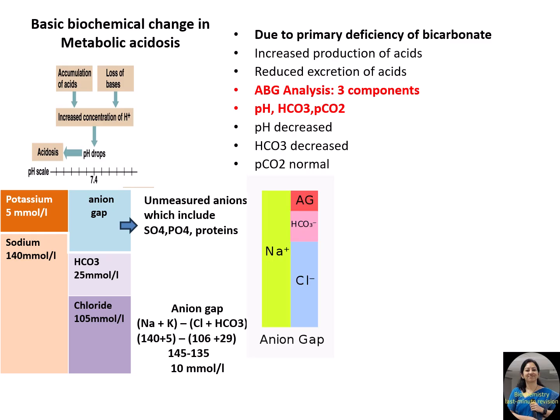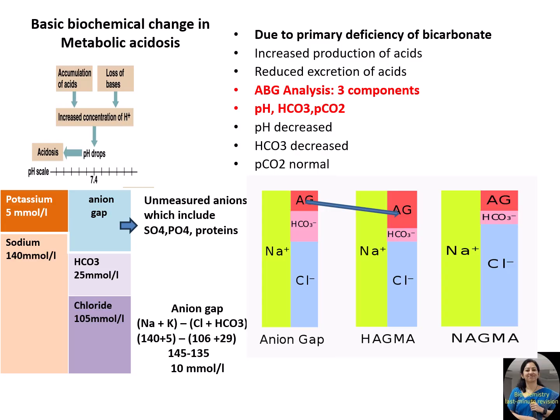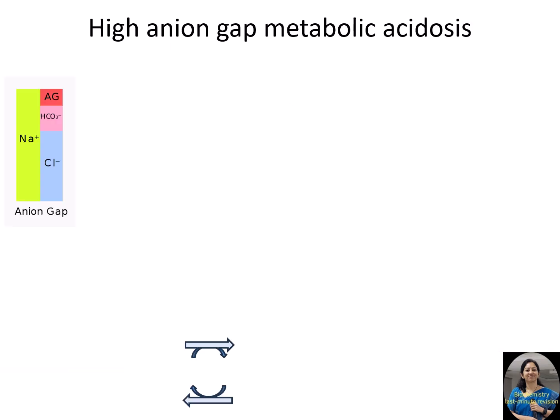Now, this anion gap can be increased or it can be normal in metabolic acidosis. When the anion gap is increased, it is known as high anion gap metabolic acidosis. In some situations, the anion gap is normal, but the concentration of bicarbonate is very much reduced. As a compensatory mechanism, there is an increase in chloride concentration. This is also known as hyperchloremic metabolic acidosis or normal anion gap metabolic acidosis.